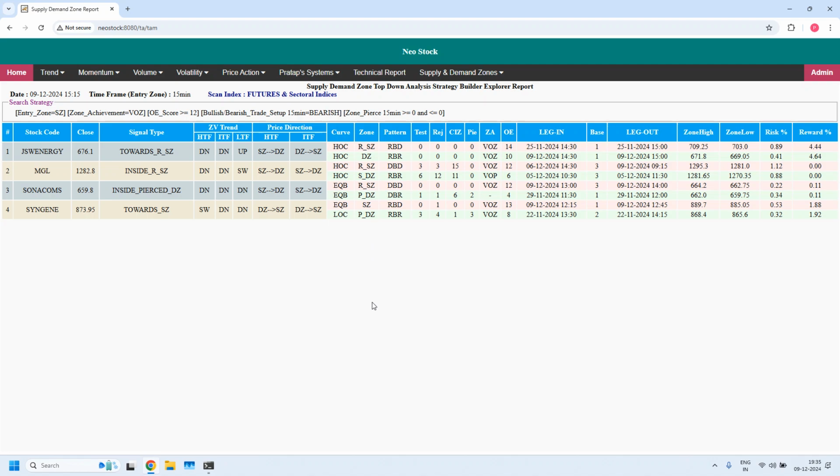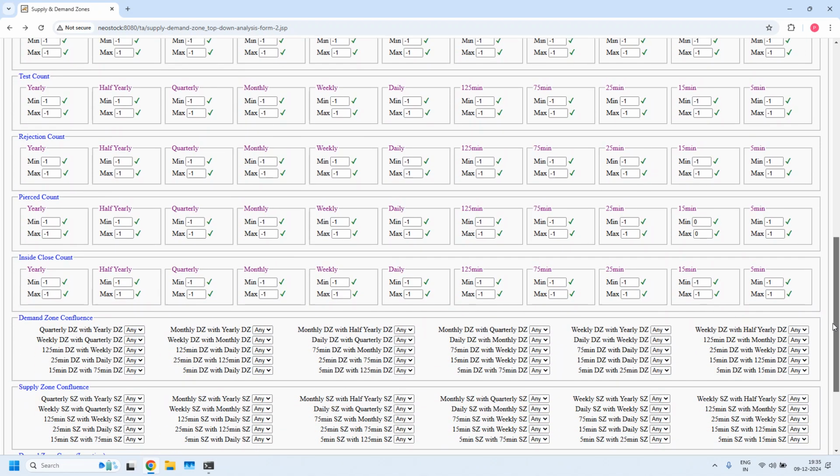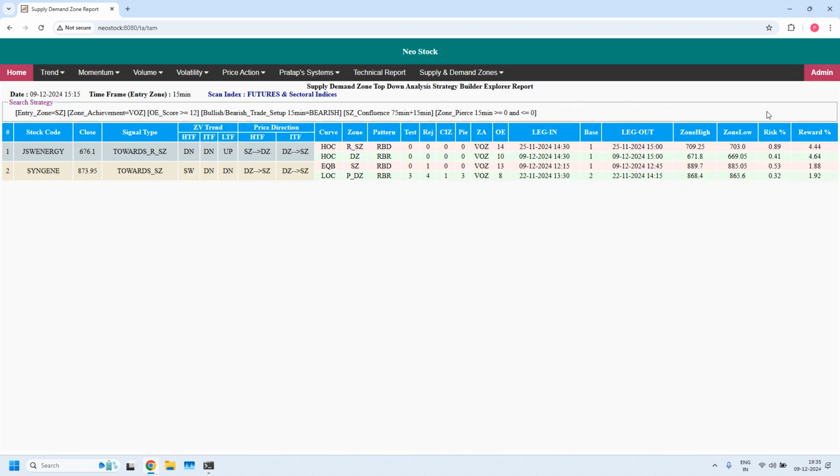Out of these 4 15 minute supply zones, there could be some high probability setup supported supply zones available. First we will filter based on LTF and ITF supply zone confluence. That is a 15 minute supply zone with 75 minute supply zone confluence. I am enabling that filter. So with this filter, out of 4, we got only 2 stocks. In these 2 supply zones, because the 15 minute supply zone is part of 75 minutes, if anyone is having daily EMA Confluence, it is an even more high probability trade setup supported stock.